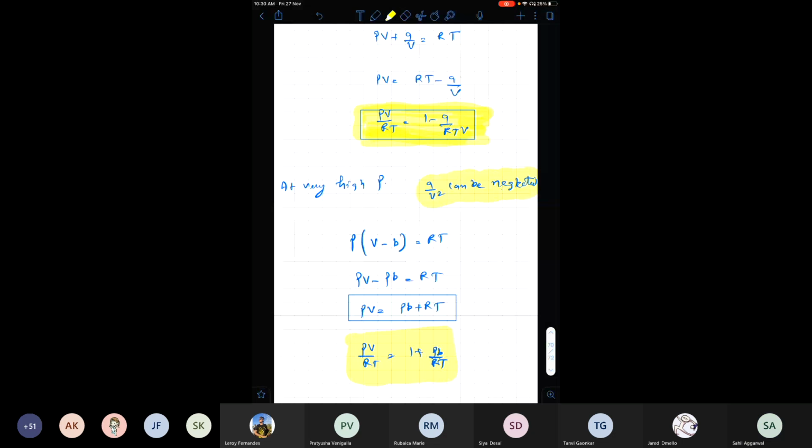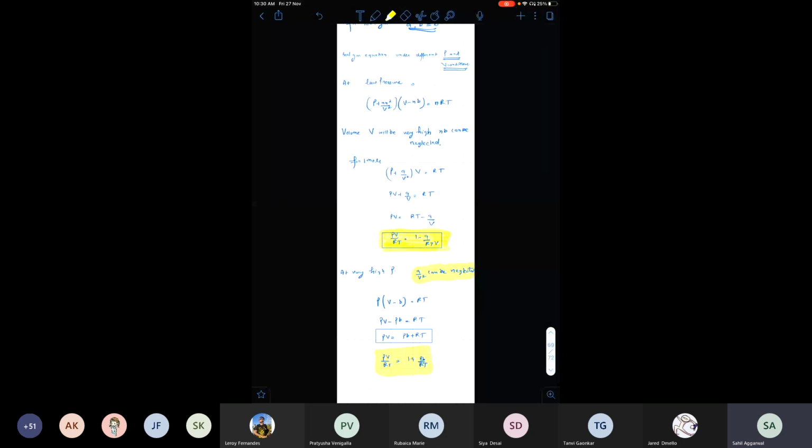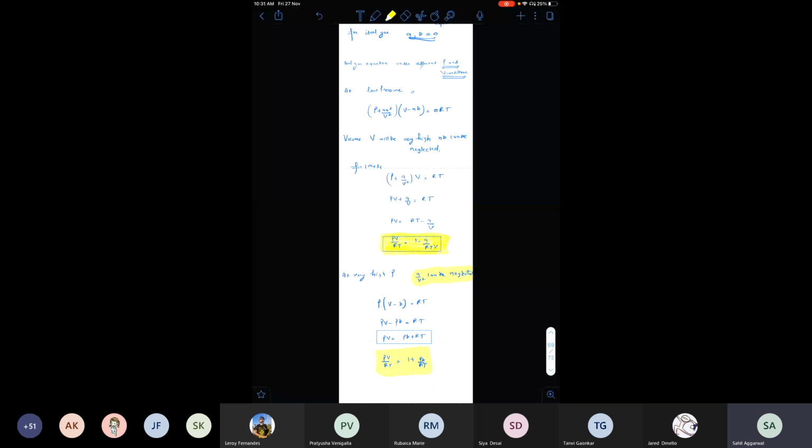Understood? Look at this once properly. All these three things can be asked: high pressure, low pressure, and very low pressure and high temperature. Understood? That is it for today.